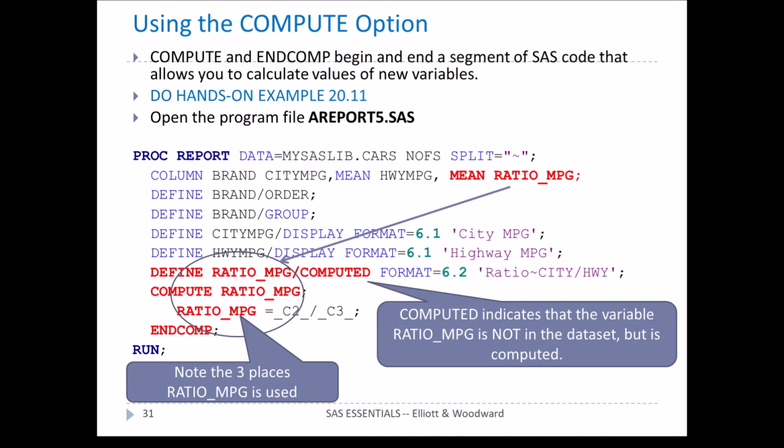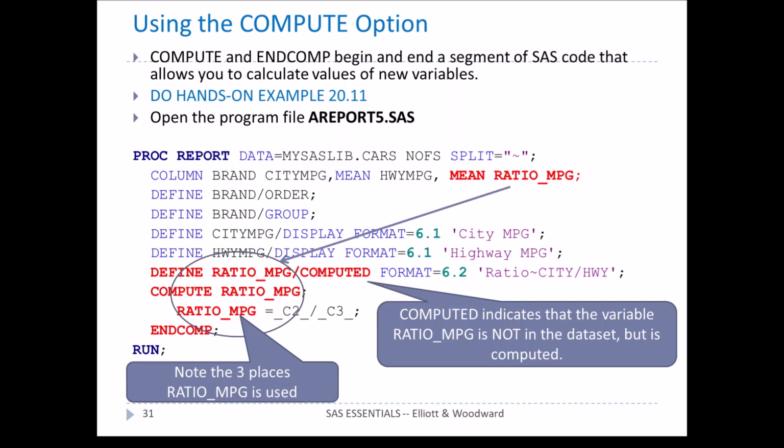So here we have PROC report. We have columns brand, city miles per gallon, the mean of it, highway miles per gallon, the mean of it, and then ratio miles per gallon. So we've added a new column called ratio miles per gallon. However, ratio miles per gallon is not a variable. So how is it going to display that column?